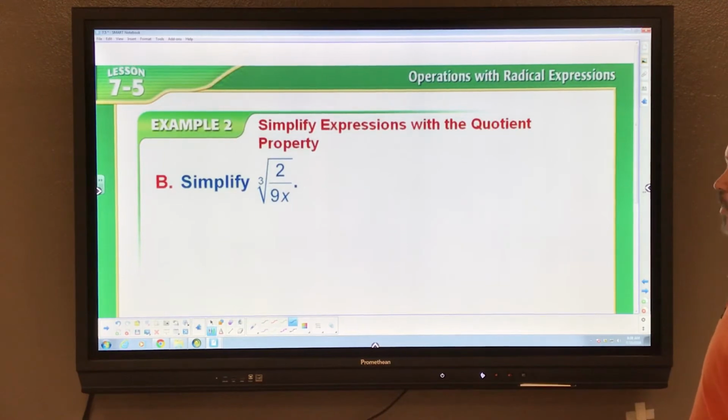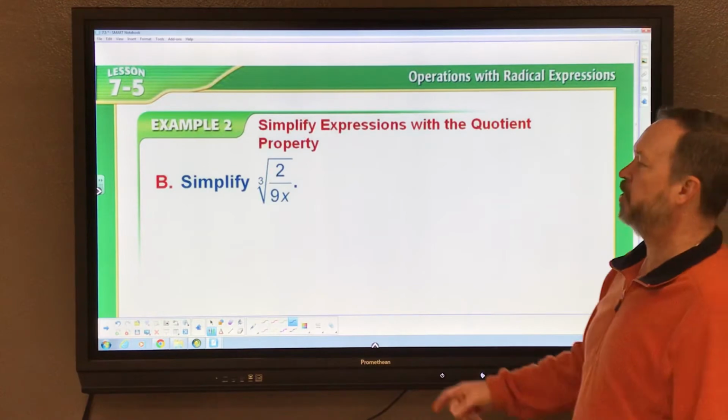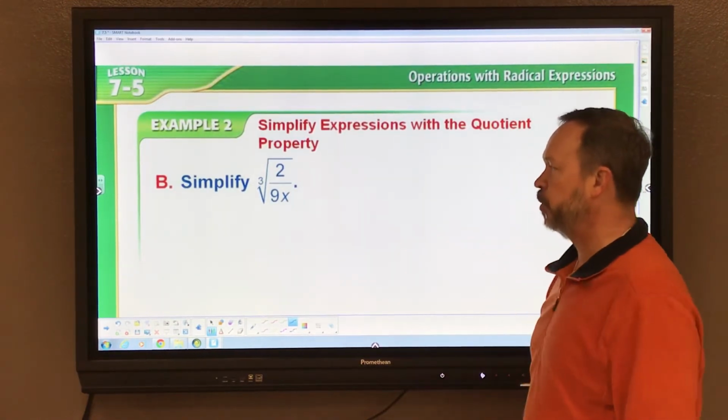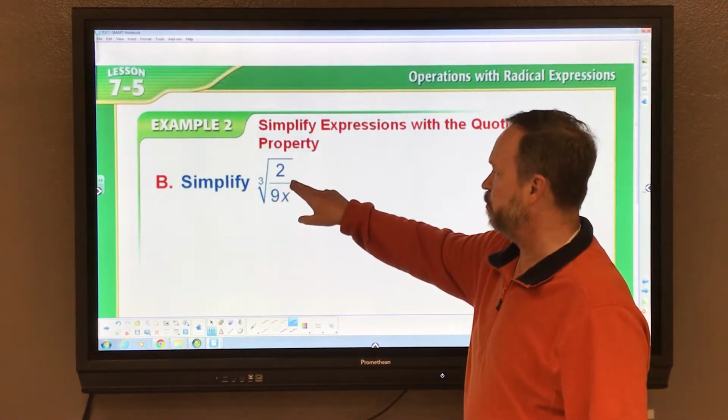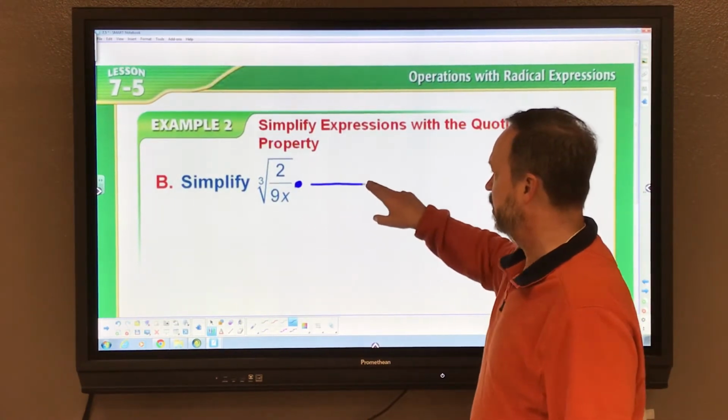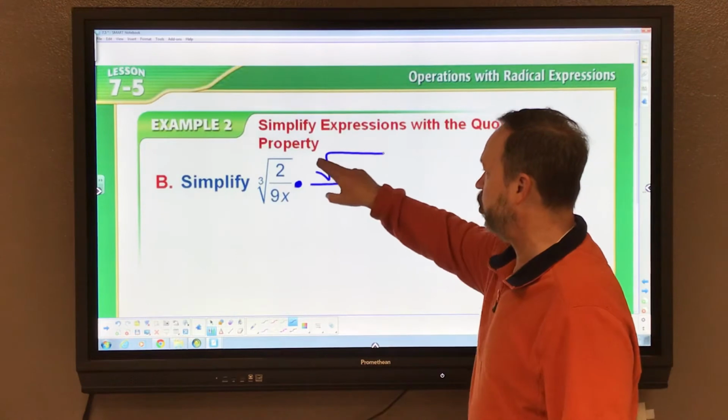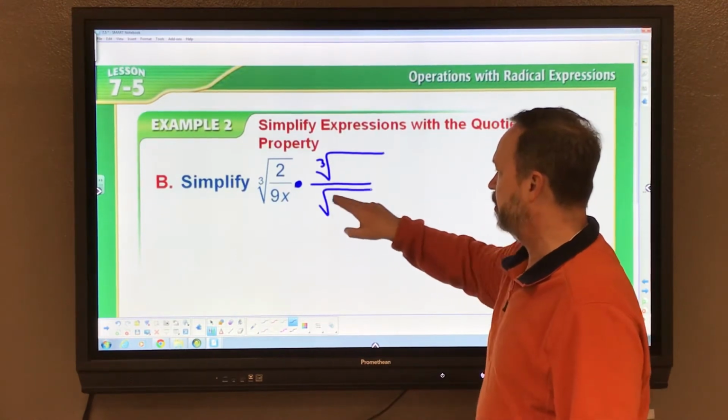So cube root, you can't take the cube root of 2, you can't take the cube root of 9, you can't take the cube root of x. None of those. So I'm going to multiply by a fancy 1. So I'm just going to put a multiplication in a fancy 1. I'm going to multiply the cube root of something times the cube root of that same something.